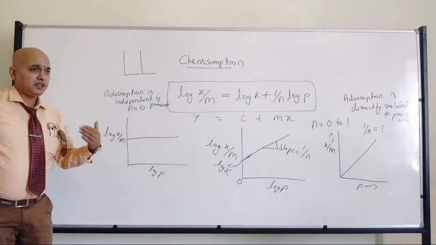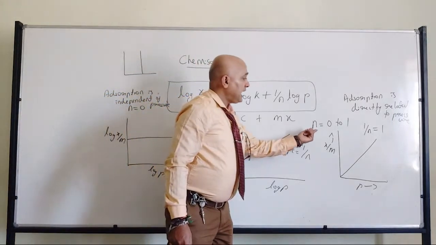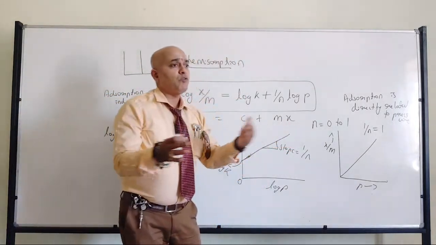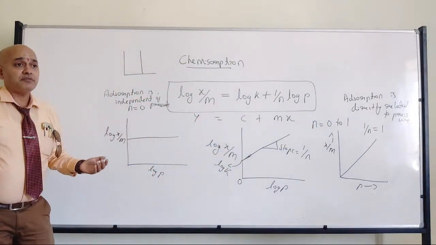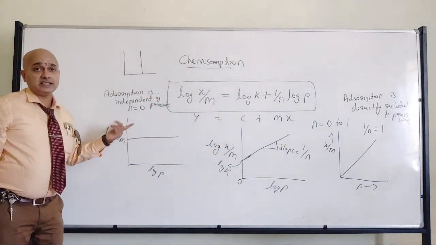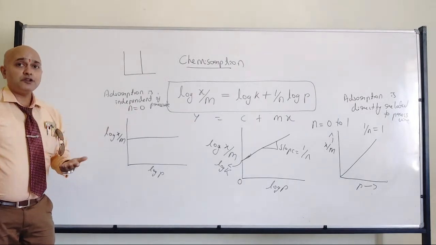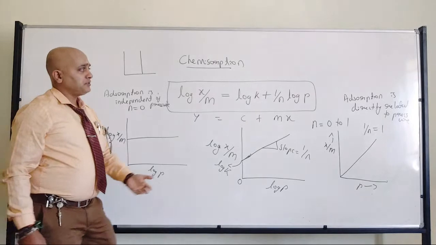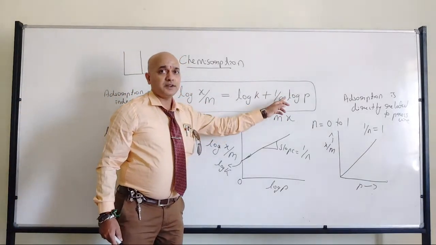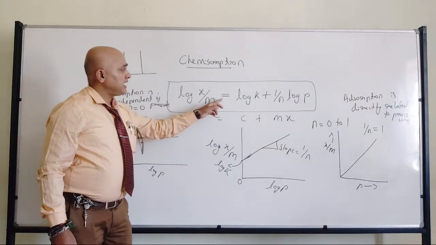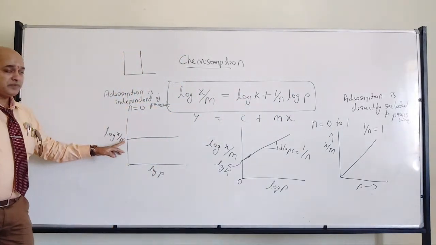Now I have one particular rule or condition that n value be between 0 and 1. If n value is equal to 0, the whole thing will become 0 here. So log of x by m will be equal to log of k. That is only left over. Right?